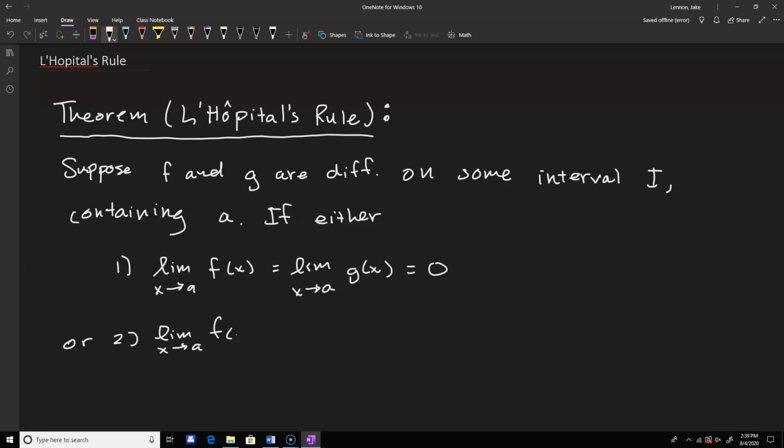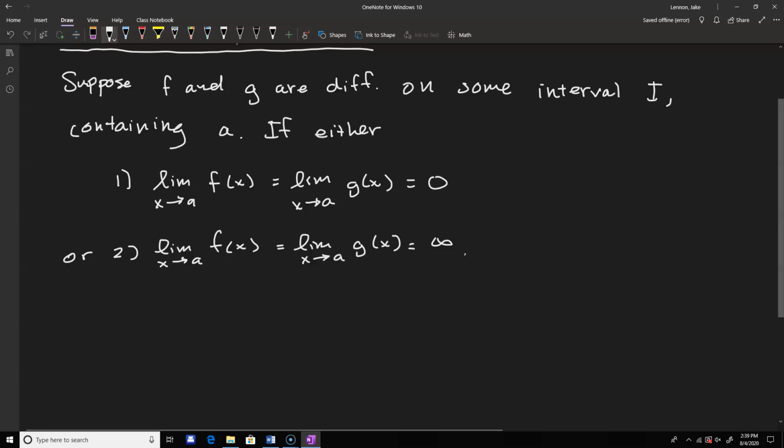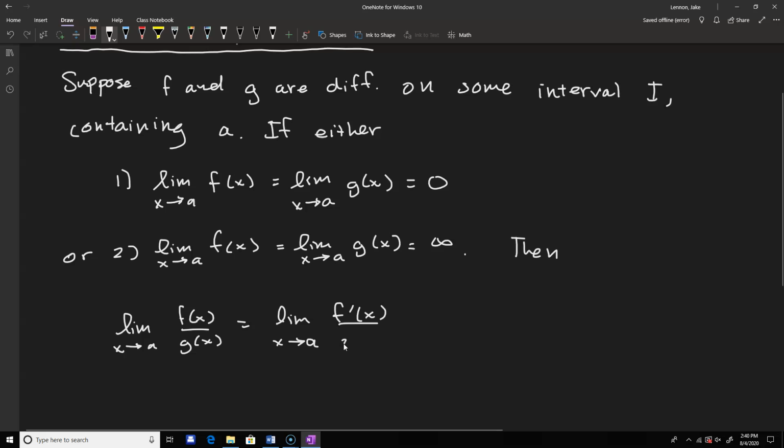then the limit of the quotient is going to be the same as the limit of the quotient of the derivatives. A lot of times that will allow you to evaluate the limit much more quickly than using some of the trickier techniques that we did when we first started calculus. So the limit as x approaches a of f of x over g of x is the same as the limit as x approaches a of f prime of x over g prime of x.